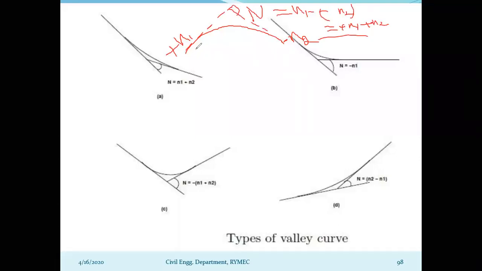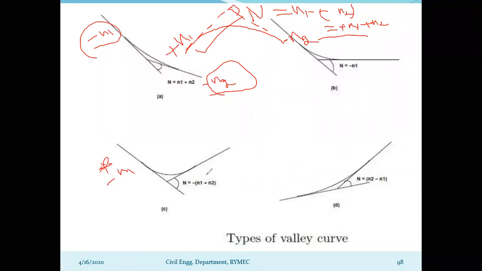That means we discussed the summit curve. Now I am asking you about the valley curve. This is your negative N1 and this is your negative N2, or positive N2? I am asking here. Nothing is mentioned here as to whether this is negative N1 or negative N2. So in this case I am asking you, what is this? In this case definitely you will know that this is your negative N1 followed by the positive N2, right?